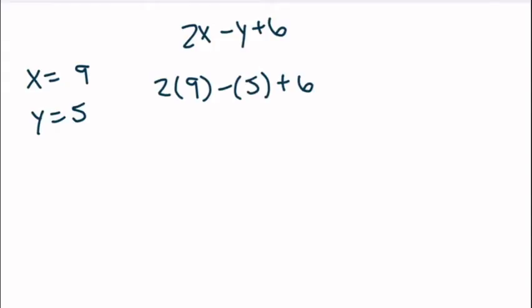And we're going to do the same expression once again with the second set of numbers, which was x equals 9 and y equals 5. So 2 times 9 minus 5 plus 6. So 2 times 9 is equal to 18, minus 5 plus 6. 18 minus 5 is 13, and plus 6 is 19.